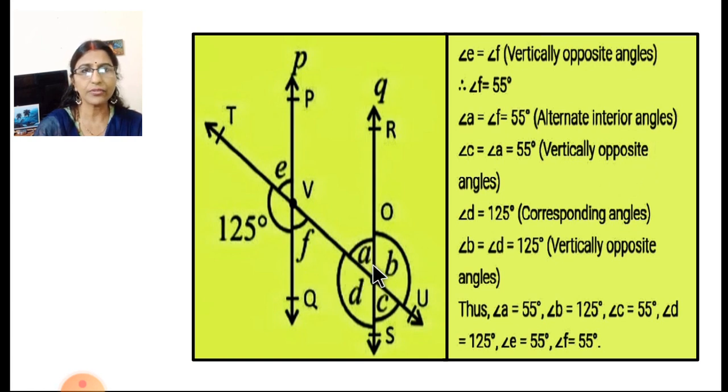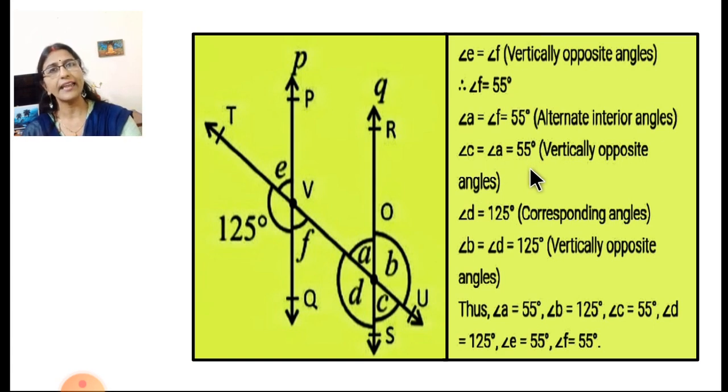Now we have the value of angle A, which is 55 degrees. You see angle A and angle C, they are vertically opposite to each other. So as this is 55 degrees, this angle also will be 55 degrees. See, it's written angle C is equal to angle A, which is equal to 55 degrees, and in brackets you will write vertically opposite angles.